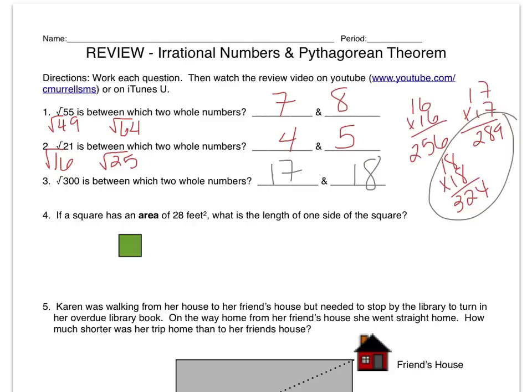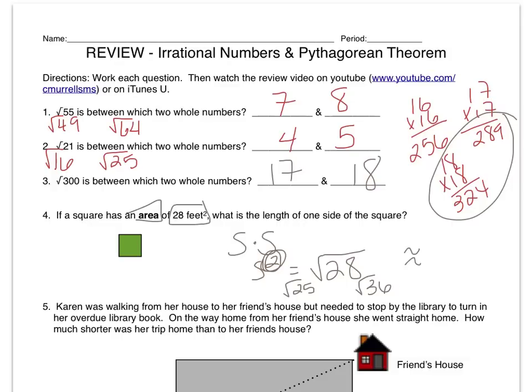Number 4, if a square has an area of 28 feet squared, what is the length of one side of the square? Well, I know to find the area of a square, we do side times side, which is the same as side squared. So to find what one side is, the opposite of squaring something is to square root it. So I would do the square root of 28. So that's going to be between the square root of 25 and the square root of 36. So it's going to be approximately 5.3.